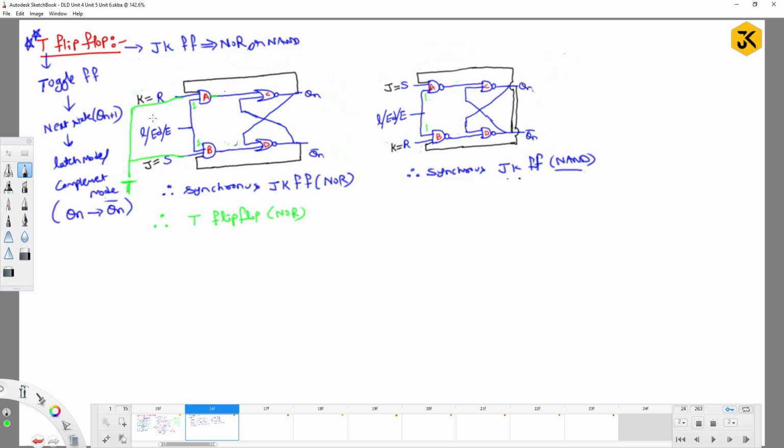Basically for J and K, instead of giving two different values, I pass the same value, so that's why I'm calling it a T flip flop. In this situation, it is going to provide only two possibilities, either the latch mode or its complement mode. Similarly, if you convert the synchronous JK flop NAND gate into a T flop, you simply take one T variable. That same T variable you connect to J, and the same T variable you connect to K. So this is what I can call a T flip flop.